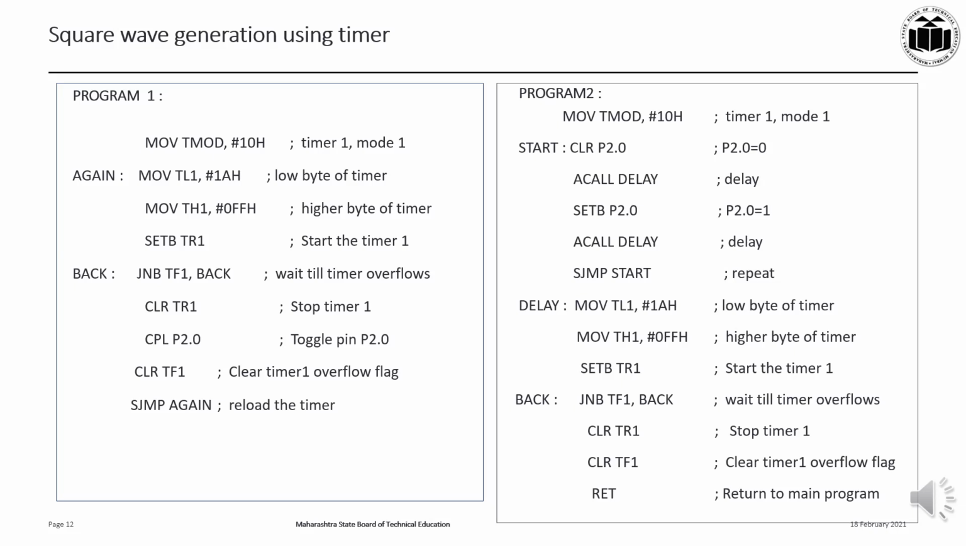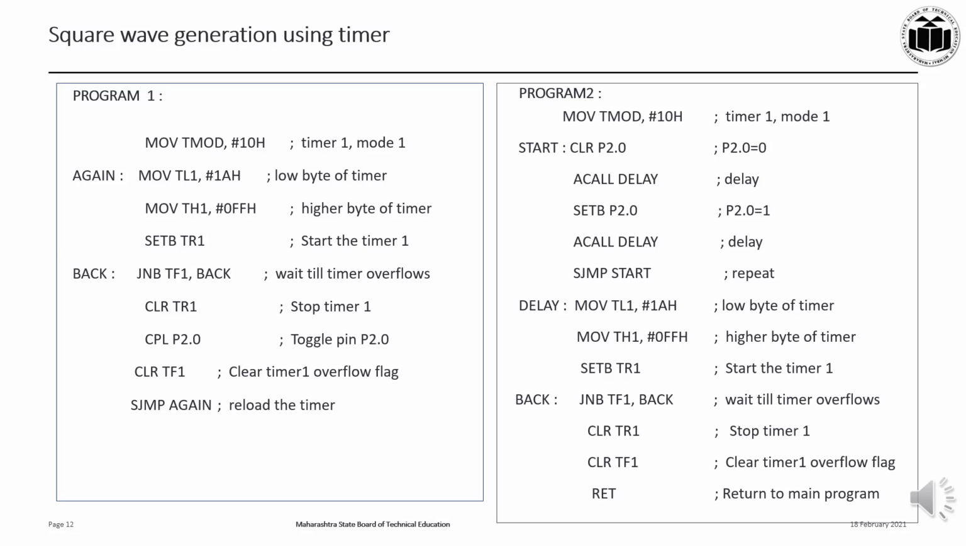Program 2 is the same in logic as program 1, but instead of using the CPL P2.0 instruction for toggling the port pin, we have used CLR P2.0 and SETB P2.0 instructions to make the pin 0 and 1. The first instruction, MOV TMOD, #10H, configures timer 1 in mode 1. CLR P2.0 clears the pin P2.0 and makes it 0.